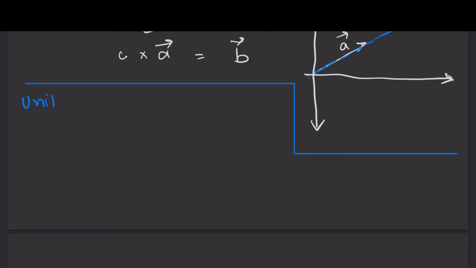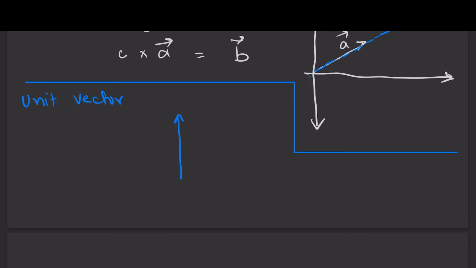So what is a unit vector? Unit vectors are vectors which have direction, but their magnitude, their length, is just one. They have a unit length. We have a unit vector in the x direction, and it's usually written as I cap. It has a length of one.